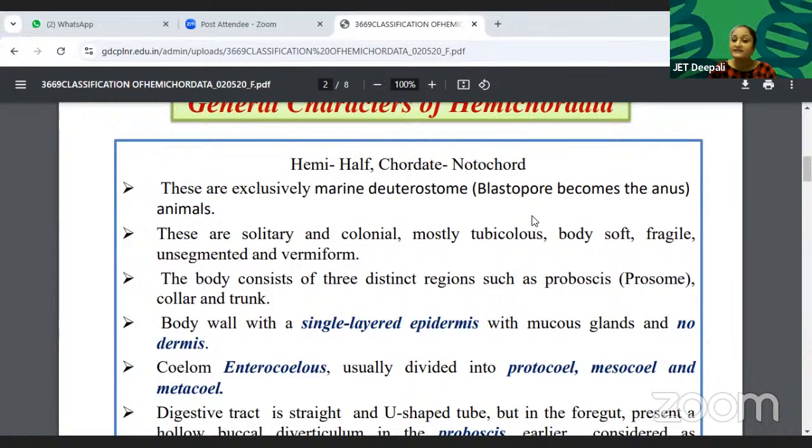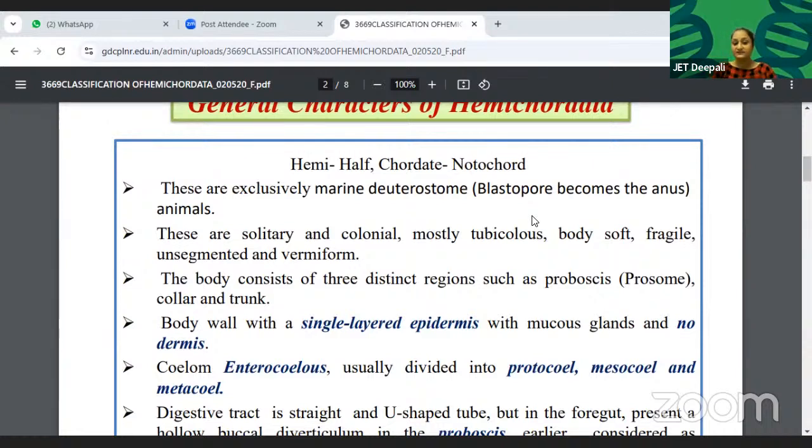Body is soft, fragile, unsegmented, and vermiform. Their body is soft, fragile, unsegmented, and like a worm. They are normally called tongue worms, so they have a vermiform kind of shape. The body consists of three distinct regions: proboscis, also known as protosome, collar, and trunk. Body wall with single layered epidermis with mucous glands, and no dermis is present. Enterocoelous coelom, divided into protocoel, mesocoel, and metacoel.